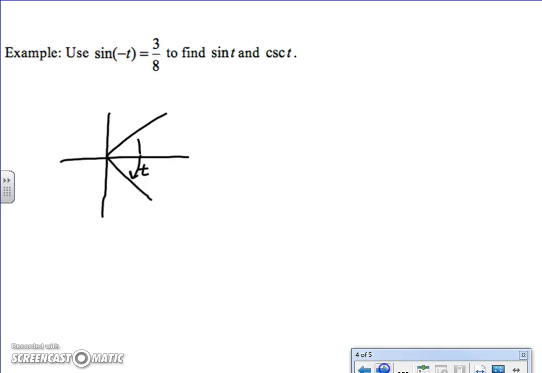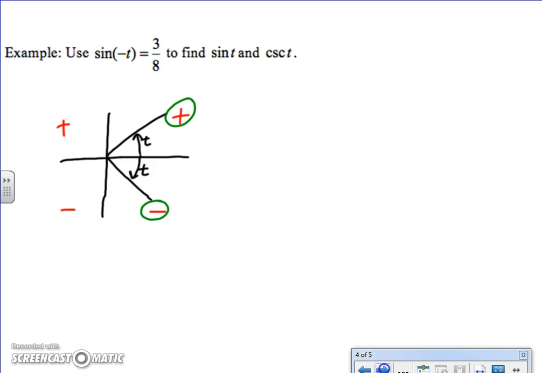So if that's t, positive t would be the same amount, just going in the positive direction. Alright, and since we're looking at sine, let's think about what the signs would be for sine. So sine is y, so positive, positive, negative, negative. So what you want to look at, between negative t and t, these signs are opposite of each other.